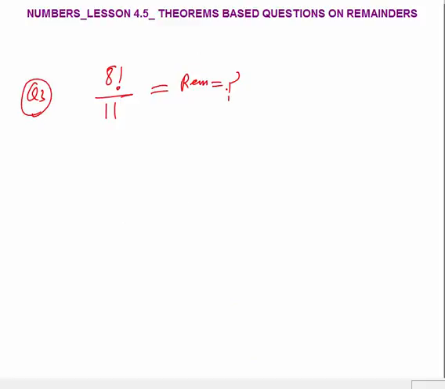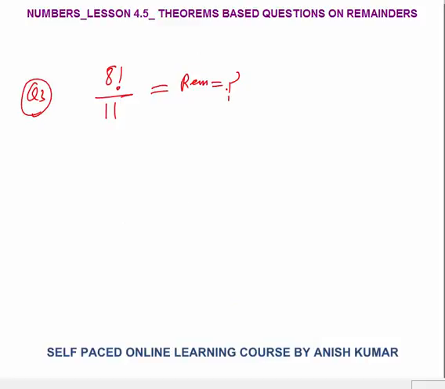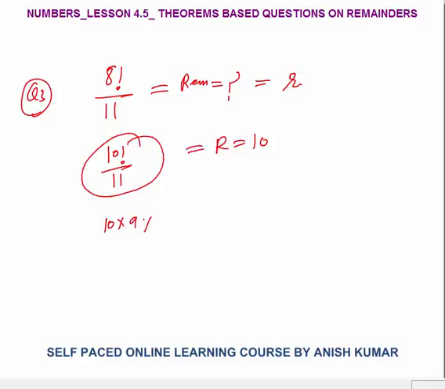Now the last question of this lesson, 8 factorial by 11. Please try to solve it yourself, then look at the way I have solved it. Let's assume that the remainder is small r. Now we know that 10 factorial by 11, the remainder would be 10. This is based on the concept I just discussed. So I will open this 10 factorial. Can I say this is 10 into 9 into 8 factorial by 11? Can I say this is 90 into 8 factorial by 11?